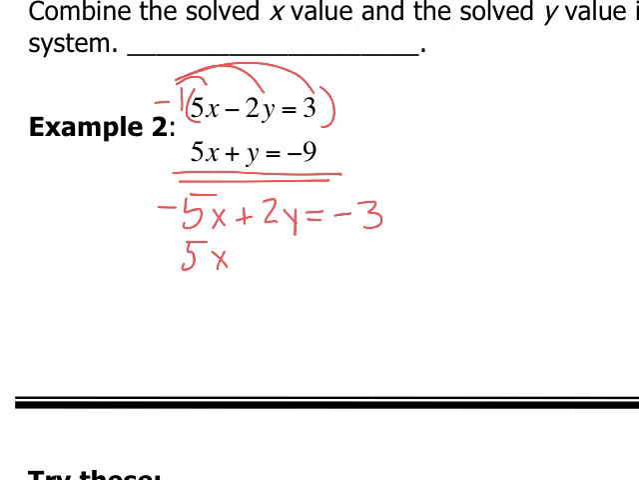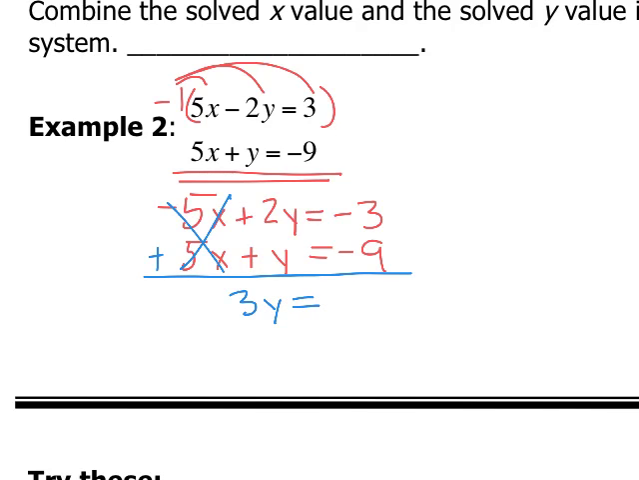5x plus y equals -9. So nothing changed there. Okay, now that we've multiplied, now do we have opposites? We do, so let's go ahead and add down. So now this problem is just like example 1, right? Now that I have opposites, it's just like example 1. The x's are going to eliminate. 2y and y makes 3y down on the bottom. And then -3 and -9 make -12 on the other side of the equal sign.